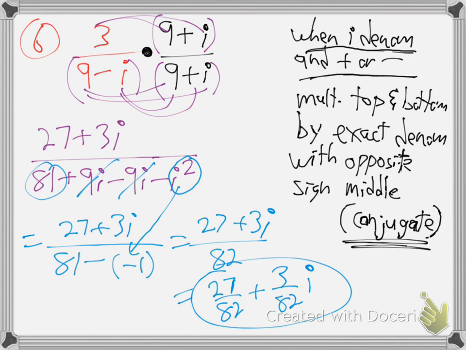We got rid of the I from the bottom. Remember, the original problem had I in the denominator, was divided. Now it's just normal. So we effectively divided and have an answer that's a normal complex number.